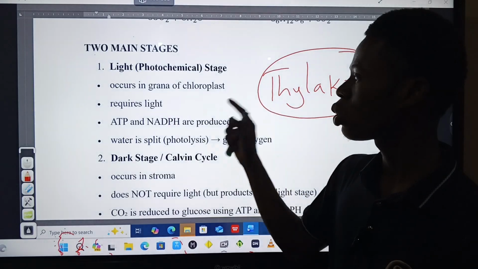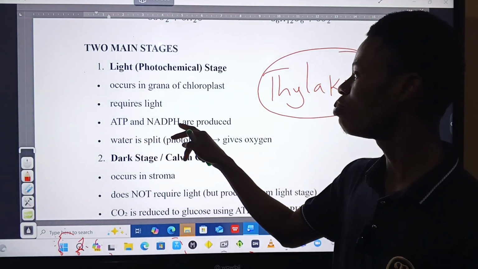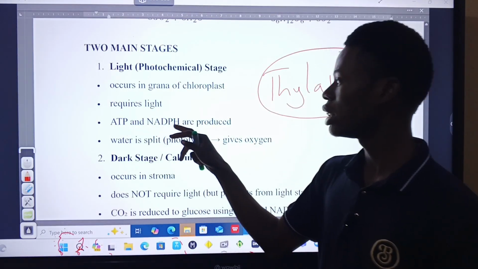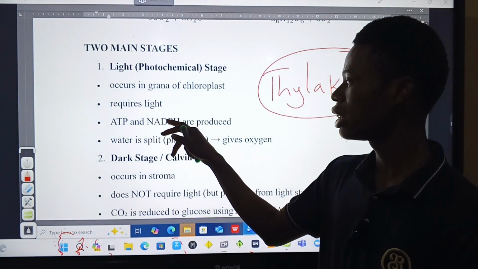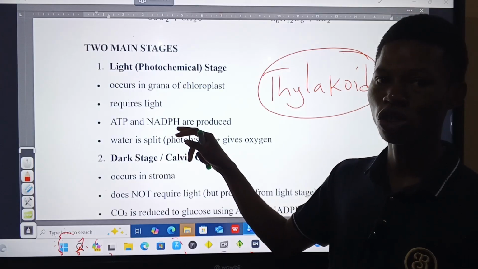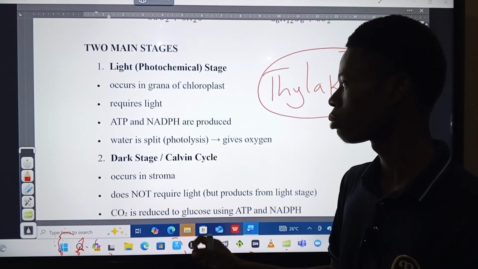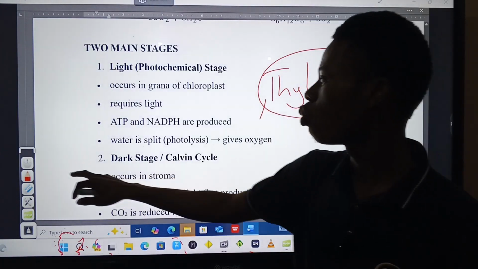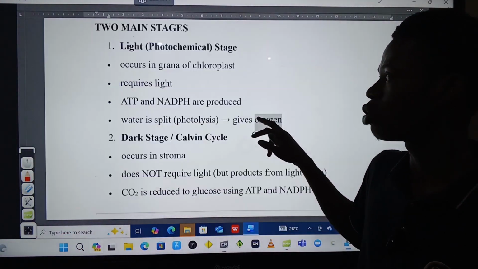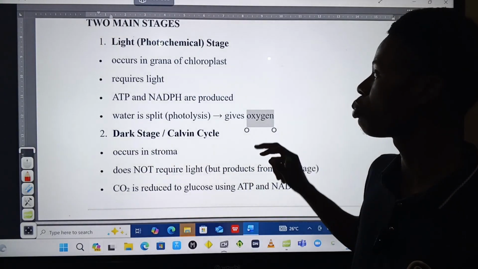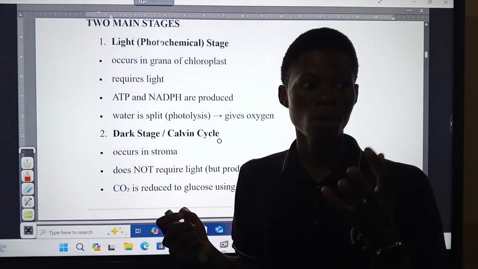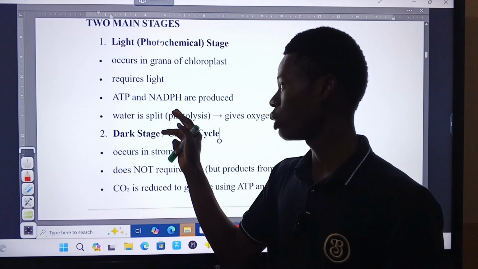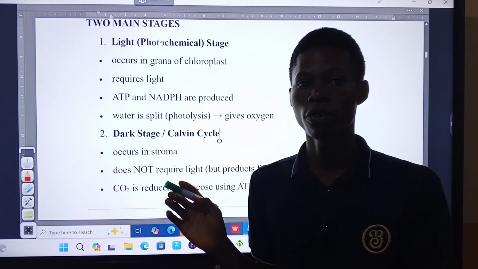And the energy is stored as ATP and NADPH. ATP is called adenosine triphosphate, while NADPH is nicotinamide adenine dinucleotide phosphate. The H here shows that it is the reduced form of it. So ATP and NADPH are produced in the light phase. They can ask you, where are ATP and NADPH produced? In which stage of photosynthesis are they produced? They are produced in the light phase, because the purpose of the light phase is to trap sunlight, convert it to usable energy, ATP and NADPH, and store it for the dark phase.